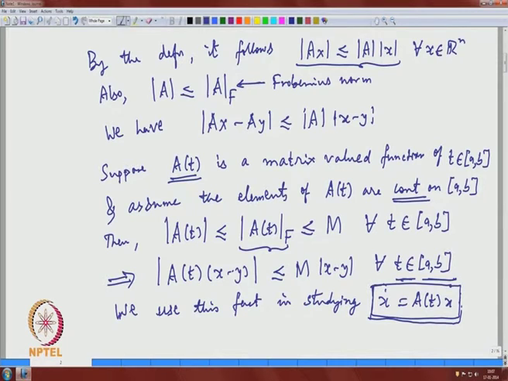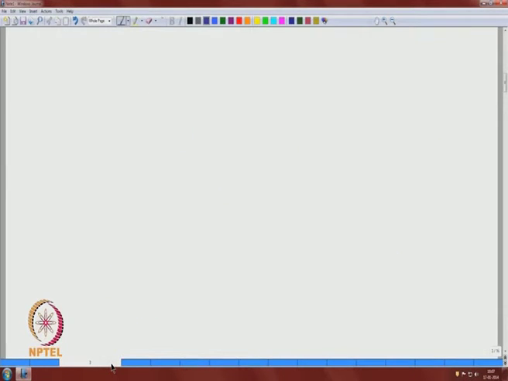With this little remark, let us again go back to linear algebra, more linear algebra. As I said yesterday, this is not a course on linear algebra, so I am just recalling certain facts that are used in our study of differential equations.